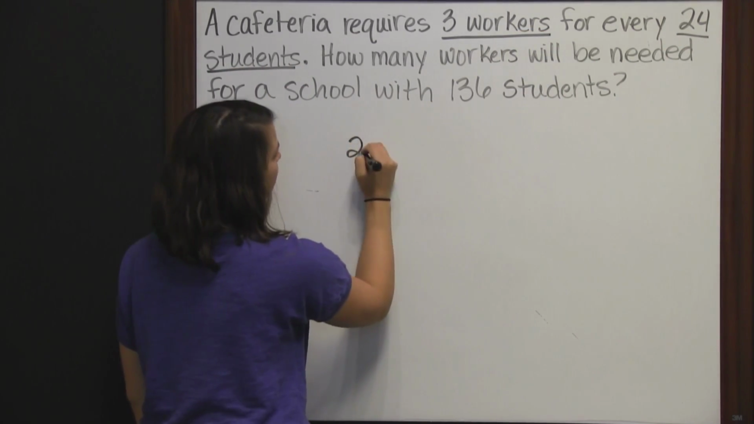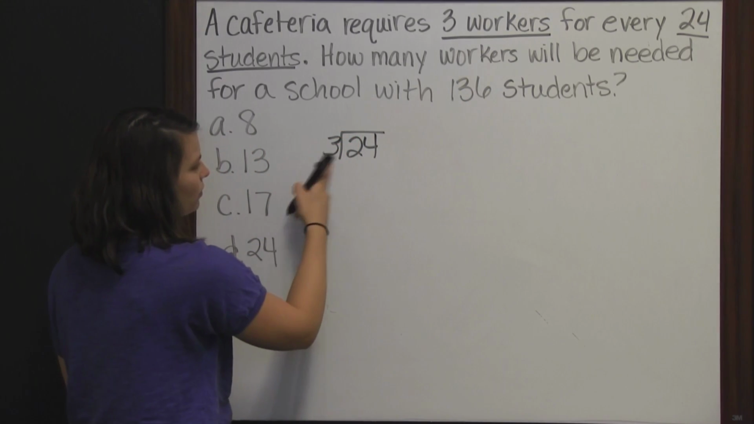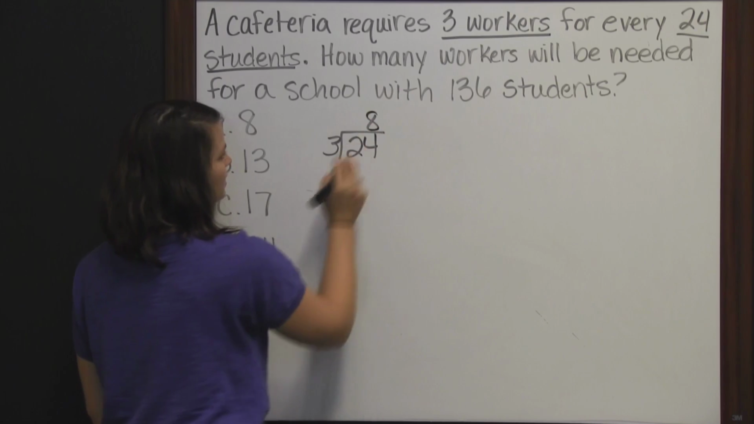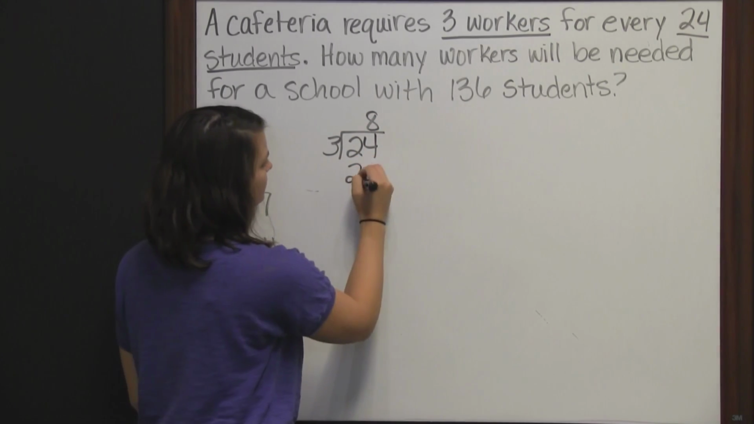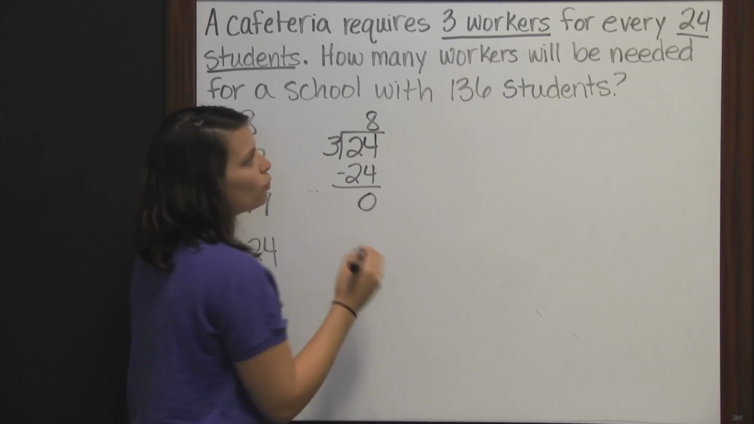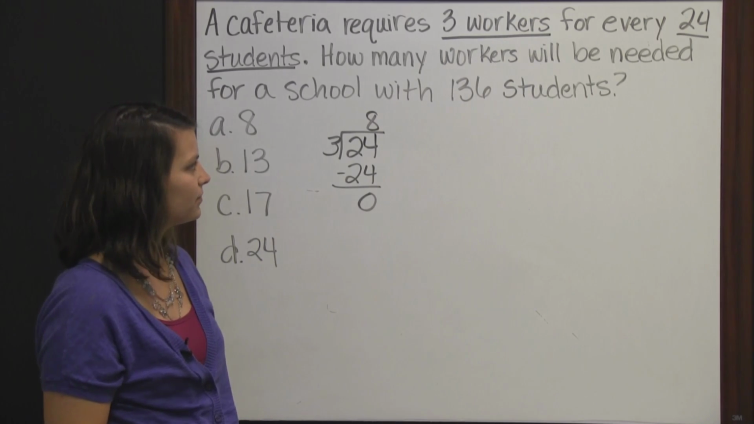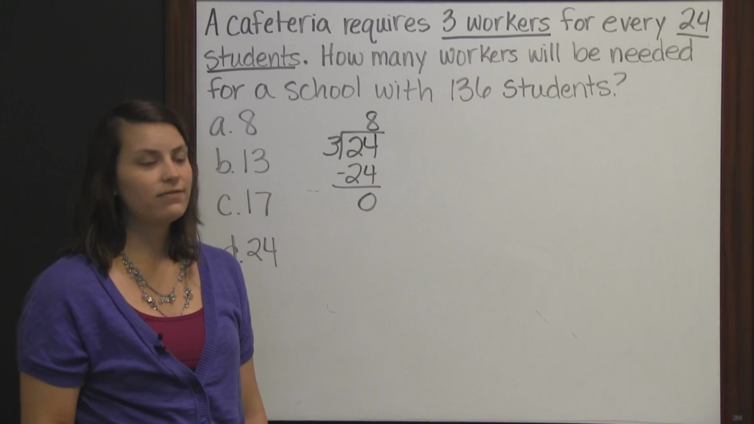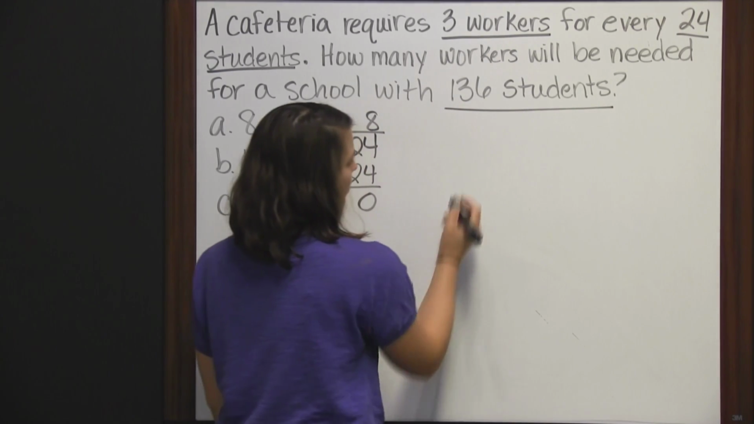So we take 24 and divide it by 3. 3 goes into 24 8 times, because 8 times 3 is 24. So there's no remainder. That means there's 1 worker for every 8 students. With that information, we can figure out how many workers are needed for 136 students.